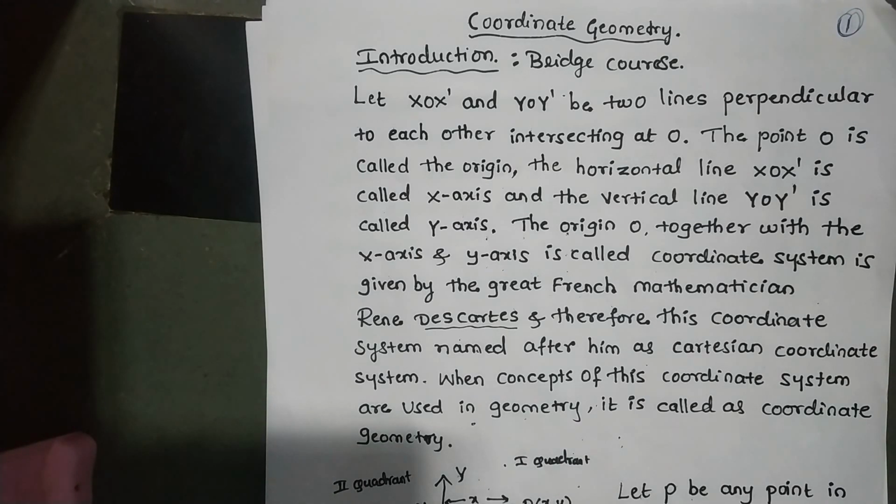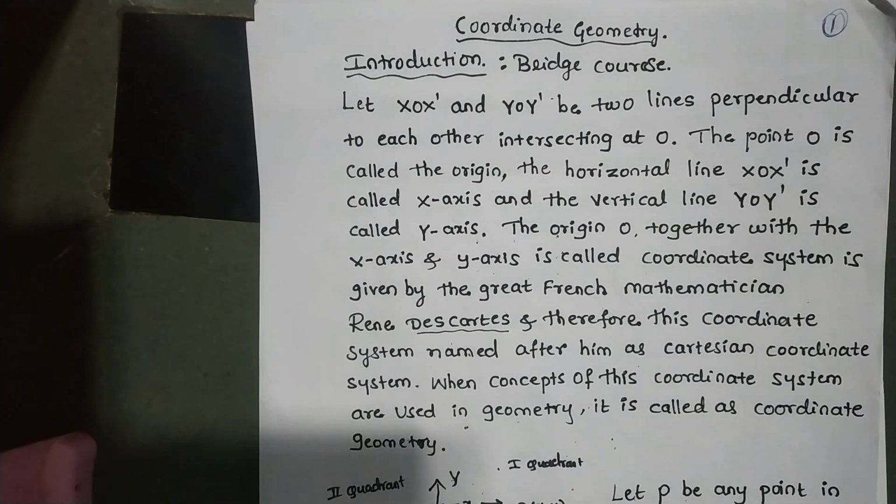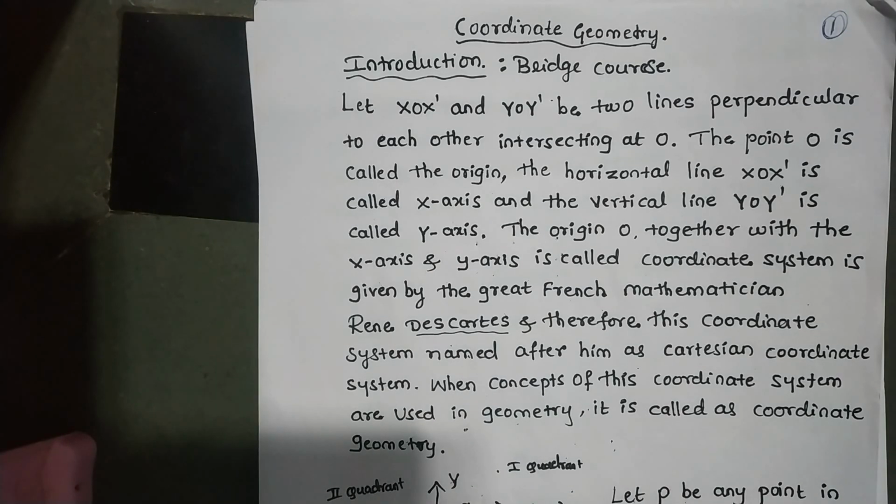I am going to take coordinate geometry. Coordinate geometry is the combination of algebra and geometry. Under this coordinate geometry, the topics covered are straight lines, conic sections, and introduction to three-dimensional geometry. Before we start with the chapter straight lines, let's recall the basic concepts related to coordinate geometry that we studied in your high school levels. Okay, so let's have the introduction.